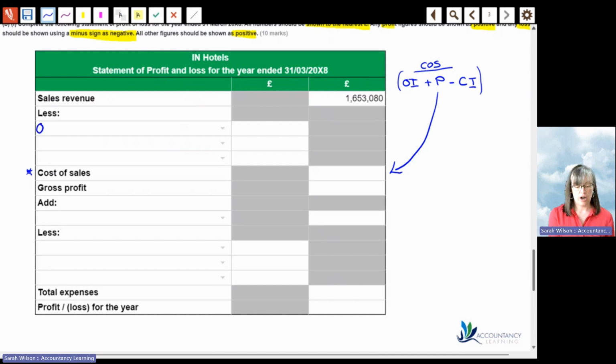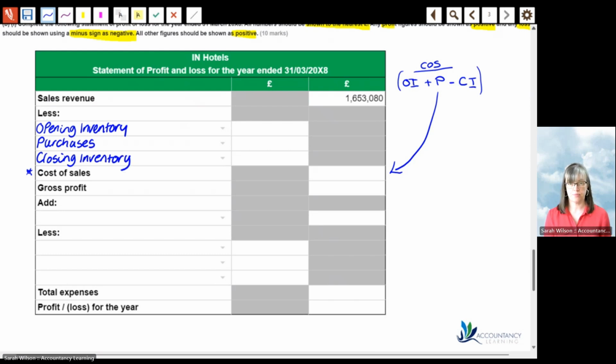So we're going to have our opening inventory. We're going to have purchases. And we will have our closing inventory. You would be able to now see these figures in the references on the right-hand side in the exam. So I can now put these figures in.